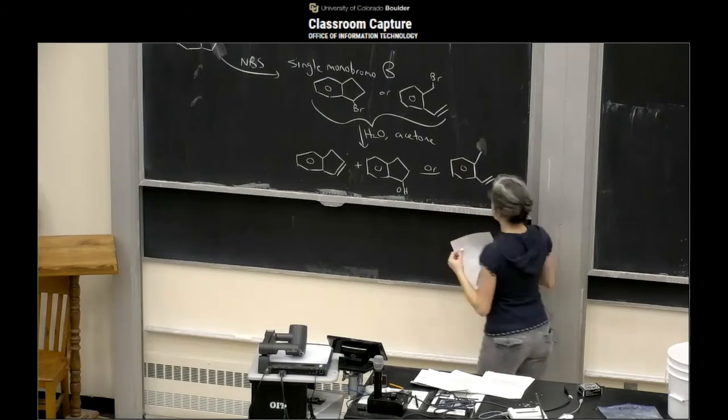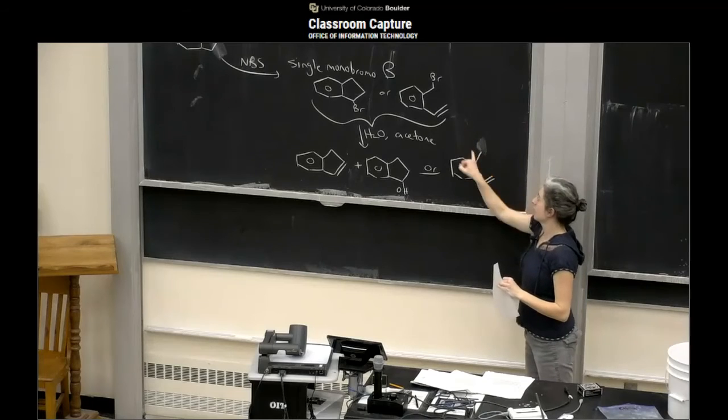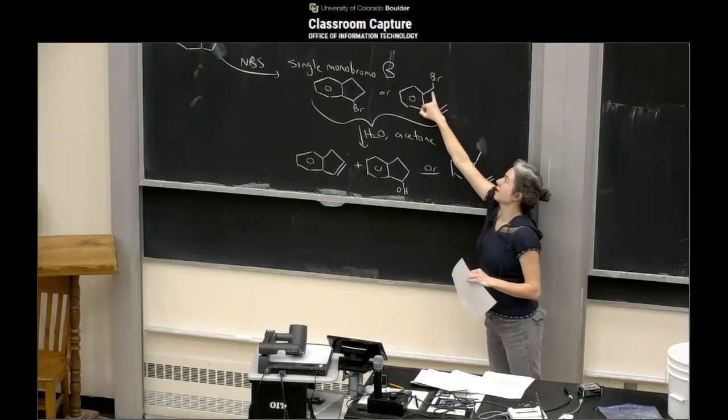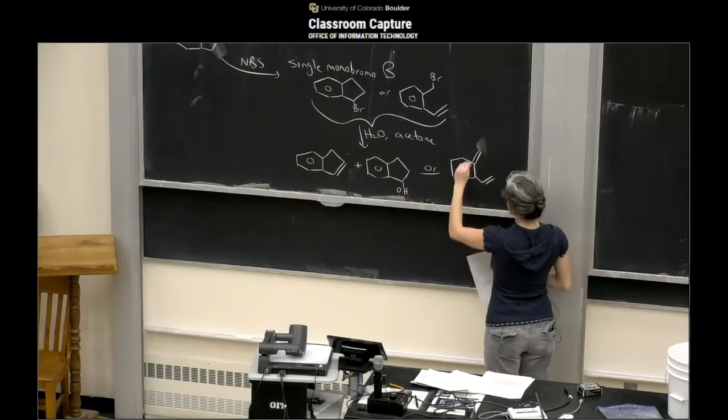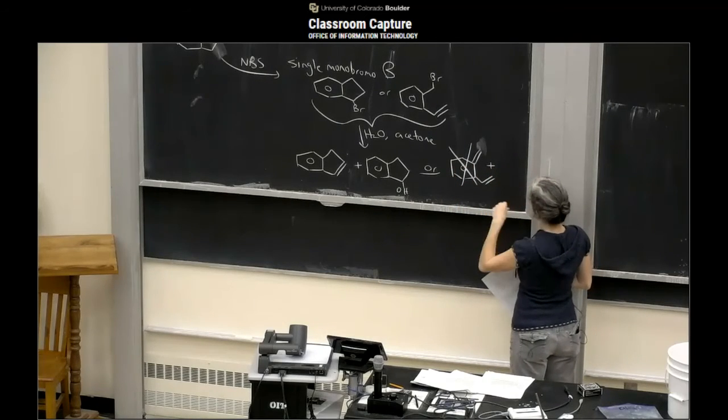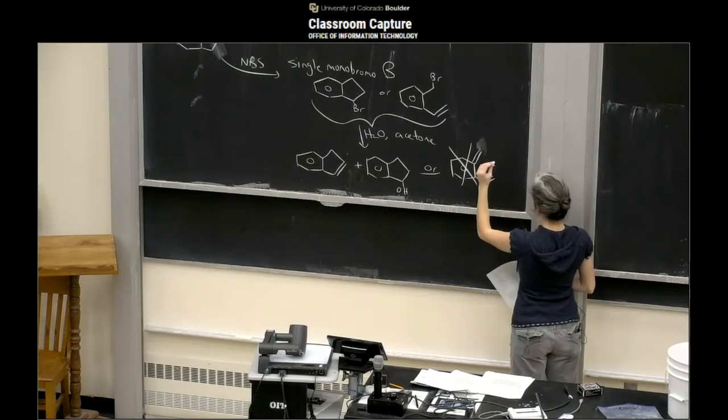Okay, so here's where we're running into problems for this one. Can we do E1 on this molecule? Right, because we can't make a double bond here. So that is not going to happen. Or can we do SN1? Yeah, that's going to work okay.